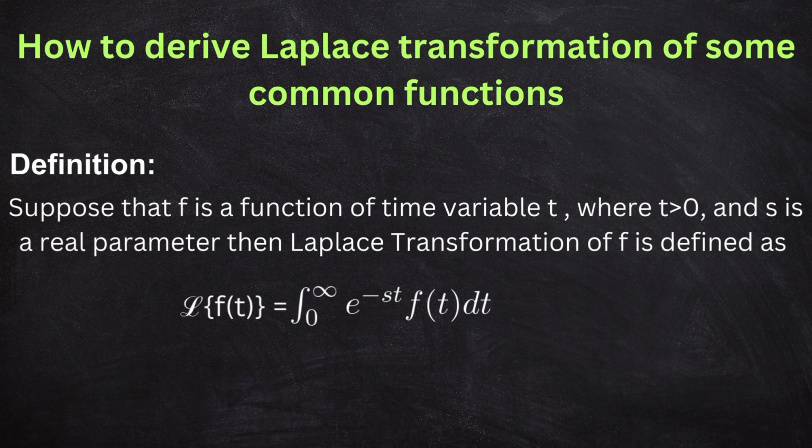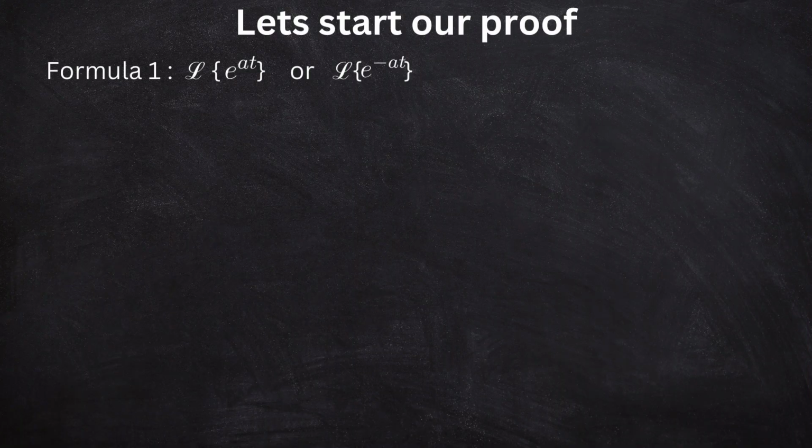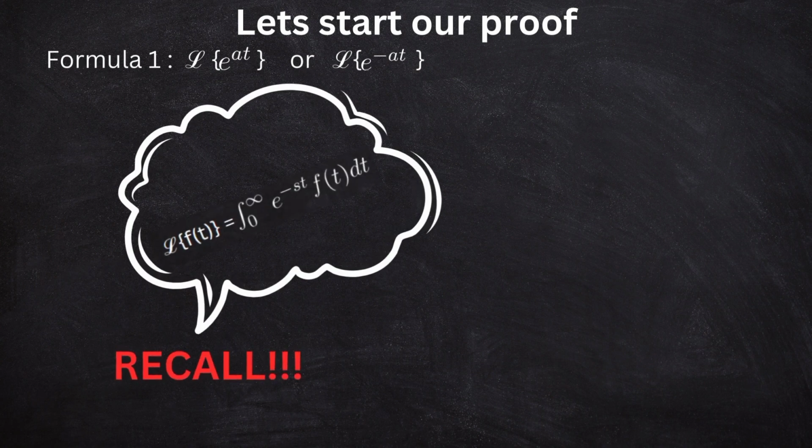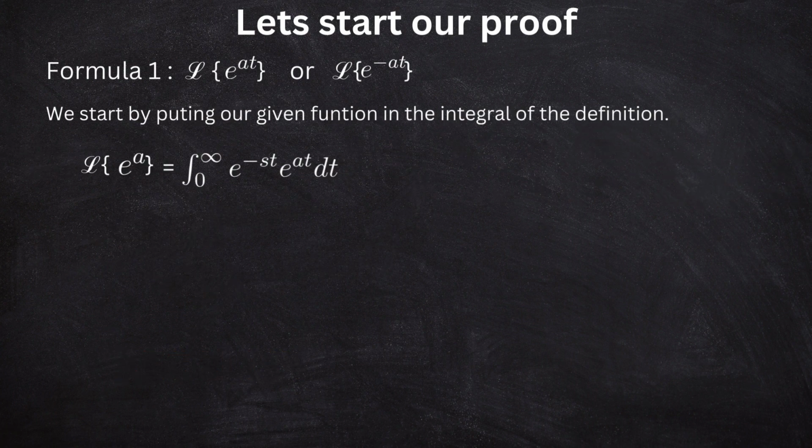Laplace of f of t is equal to integration from 0 to infinity e to the power minus st times f of t dt. Now let's start our proof using the expression. Our first formula is Laplace of e to the power at or minus at. Now recall the expression we learnt before and try to apply it here. So we put e to the power at here instead of f of t.